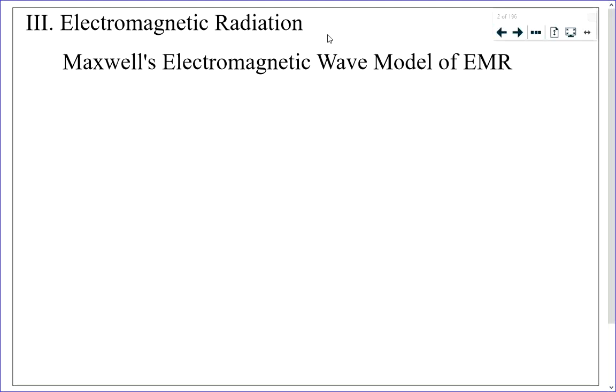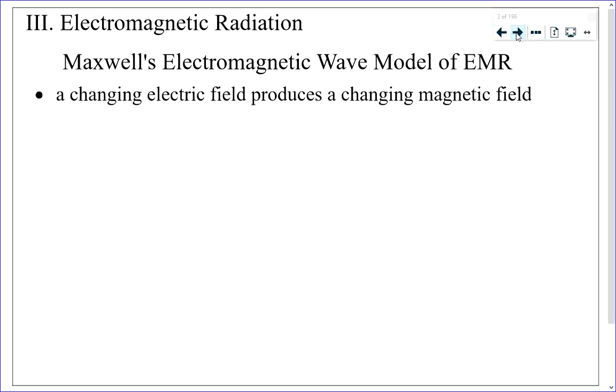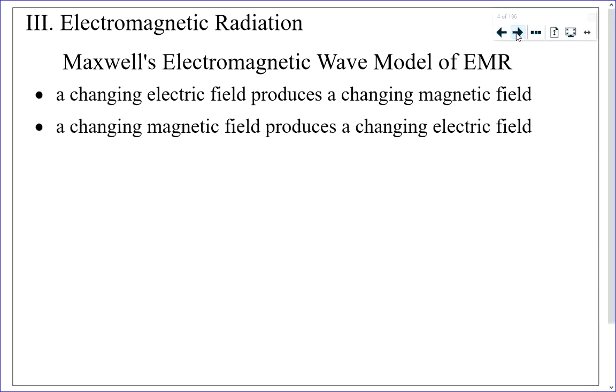One of the first things that we talked about in this unit was a model of electromagnetic radiation that explains the energy being propagated by things like light and X-rays and gamma rays as being wave-like in nature. And Maxwell came up with this idea. He proposed the idea that a changing electric field will produce a changing magnetic field. The key words here are changing, and also that a changing magnetic field will produce a changing electric field. These are collectively what we call Maxwell's principles of electromagnetism.